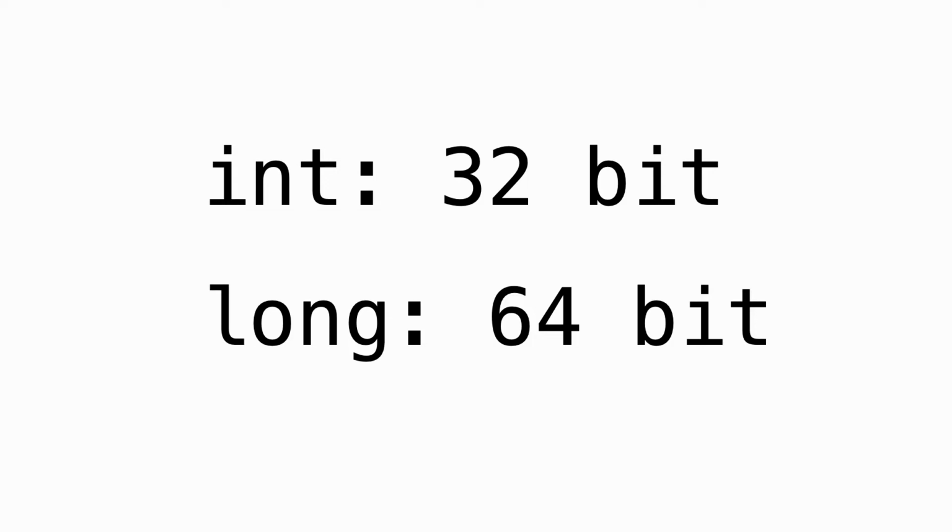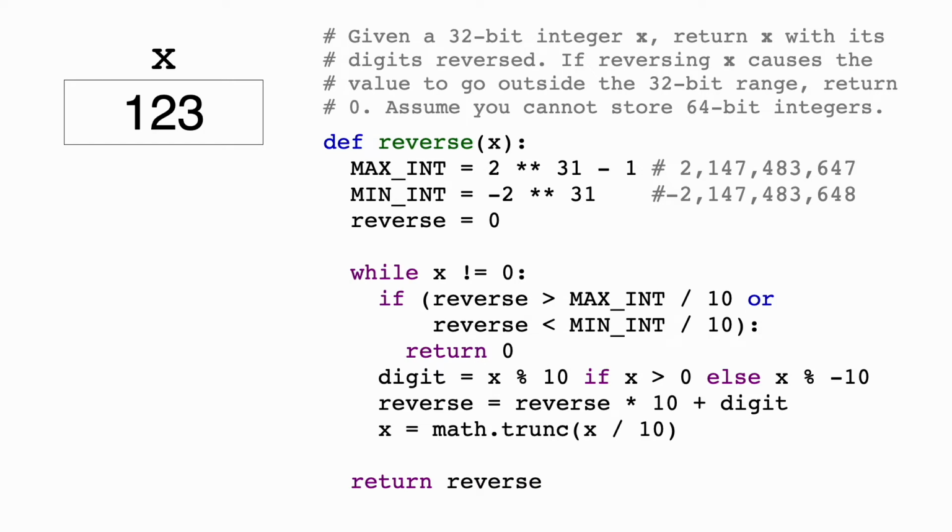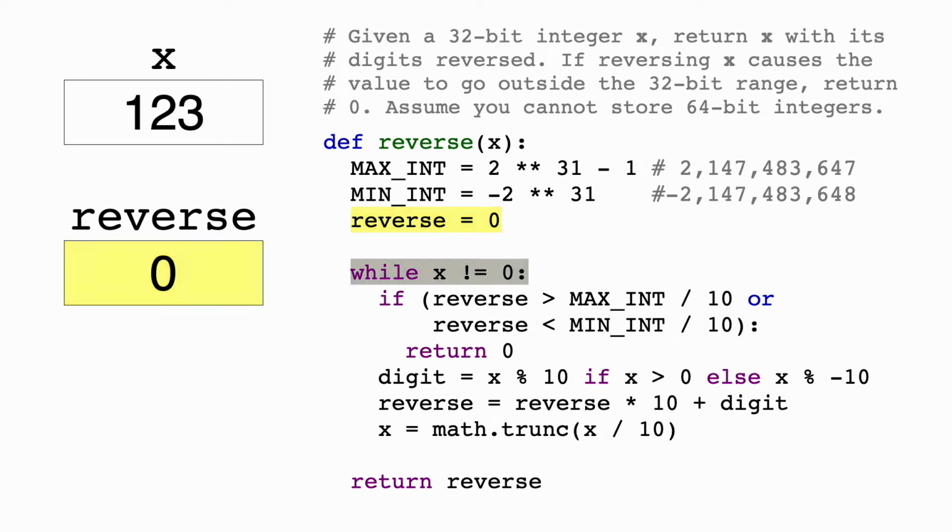Now let's look at the code and solve this. Let's say that the given integer x is 123, so we'll need to reverse the digits and return 321 as our final result. The first thing we'll do is establish the maximum and minimum range of 32-bit integers, which we discussed earlier, and I've also written down the full numbers for reference. Then we'll create a variable called reverse and initialize it to 0, and this is what's going to hold the reversed integer. We'll then enter a loop that will transfer each digit in reversed order from x to reverse, and this will keep going until x equals 0.